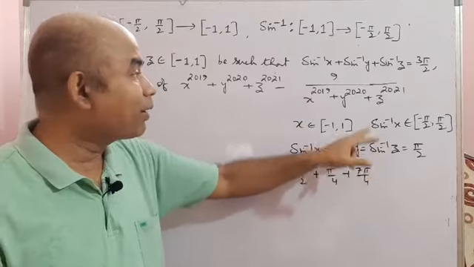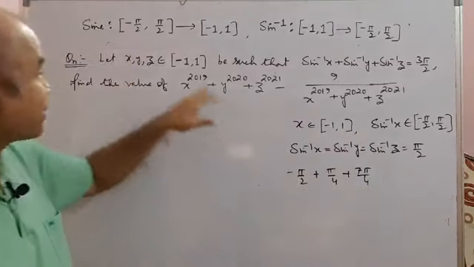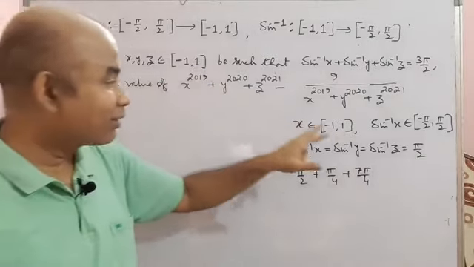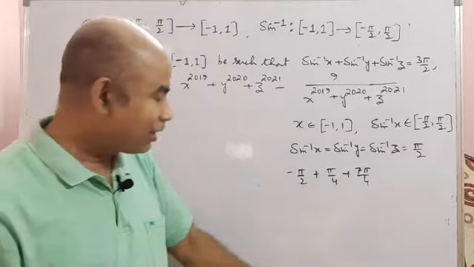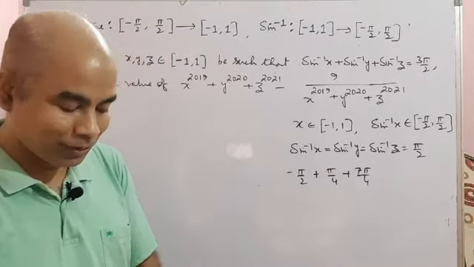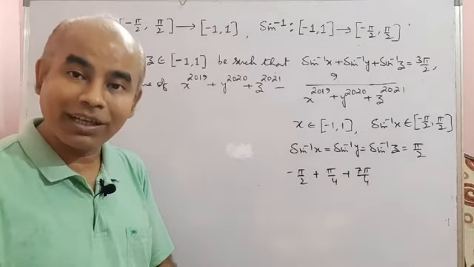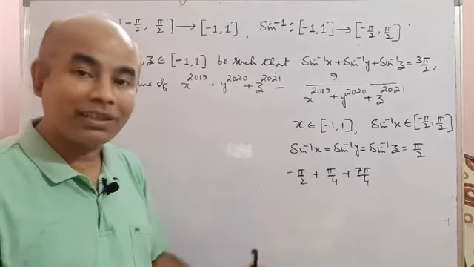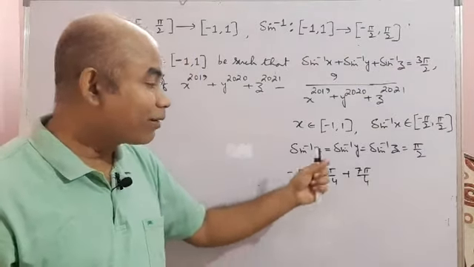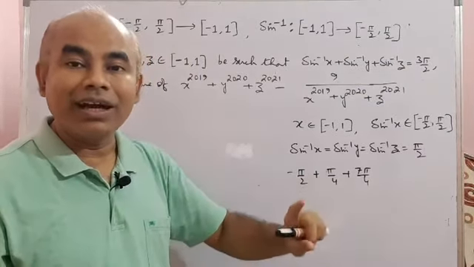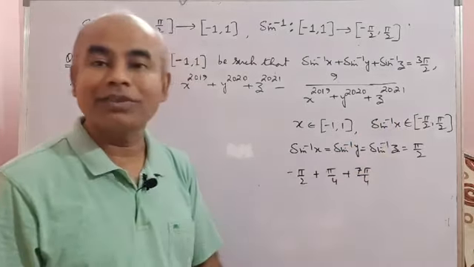But sine inverse z cannot be equal to 7 pi by 4. Why? Because z is between minus 1 to 1, so sine inverse z is also between minus pi by 2 and plus pi by 2. In this way, you can try different values of sine inverse x, sine inverse y or sine inverse z other than pi by 2. But in that case, to get our sum 3 pi by 2, whatever values you take are not in the respective domain of the sine inverse function.